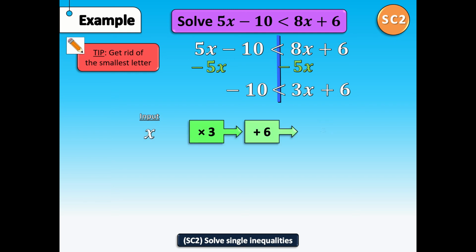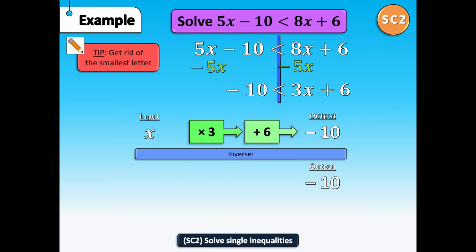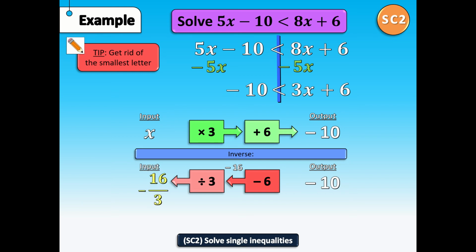Now I can write a function machine of what is being done to x. I'm timesing it by 3, I'm adding 6, and I get minus 10. So I work backwards doing the opposite. I start with minus 10, I take away 6, and then divide by 3. Minus 10, take away 6, is going to be minus 16, and minus 16 divided by 3 can be written as minus 16 over 3.